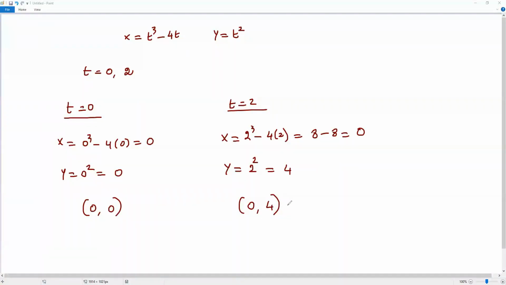When I take t equals 0 and t equals 2, I don't get the same Cartesian coordinates. I mean, I don't get the same point. So that means the graph of the given parametric equations does not cross itself when t equals 0 and t equals 2. So this cannot be the answer, because we don't get the same point when I plug in t equals 0 and t equals 2.